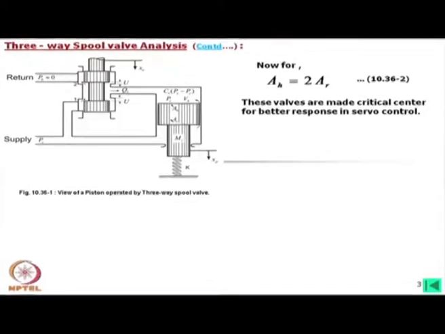These valves are made critical center for better response in servo control. Do you understand my point? I told that maintaining the critical center is difficult. This means that to make such valve critical center, both this groove dimension, not only the width of the groove, but also the distance between these two grooves should match with the distance of the spool.